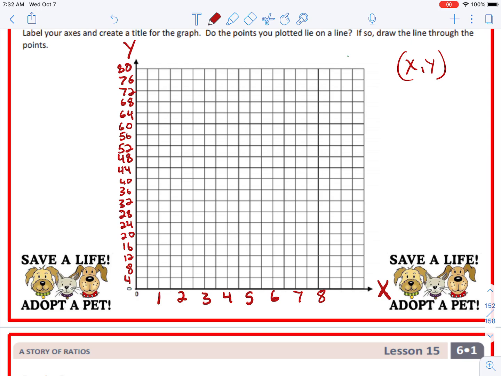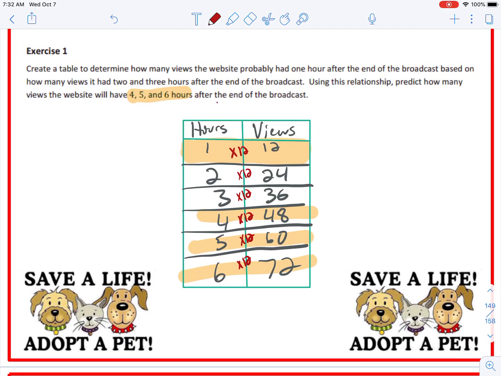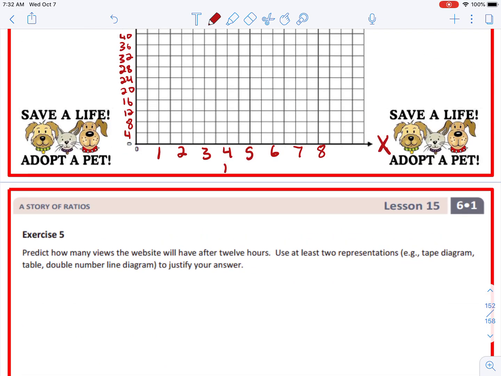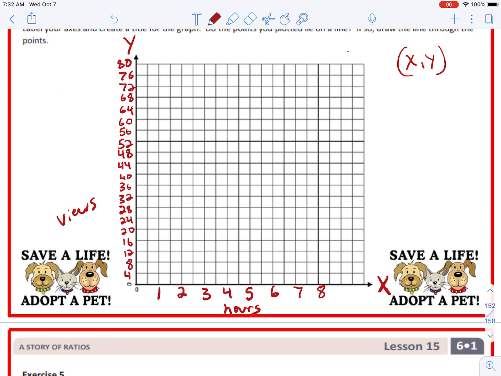Okay, remember the X is the number of hours, and the Y is the number of views. So I'm going to label that. This is hours, this is views. So my first ordered pair is (1, 12). I'm going to go over to 1 up to 12 and plot my point. My next one is (2, 24).